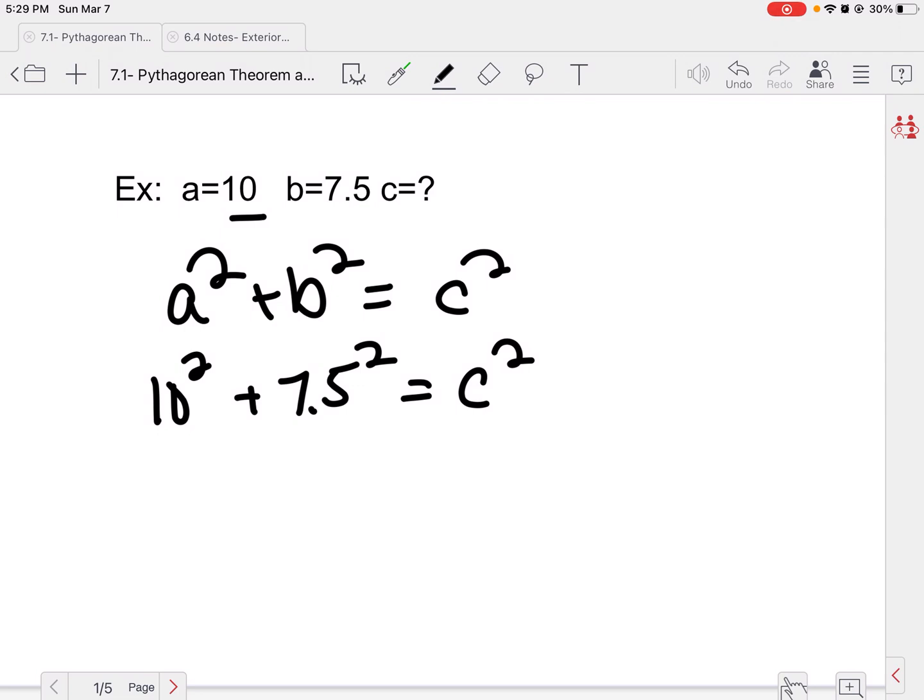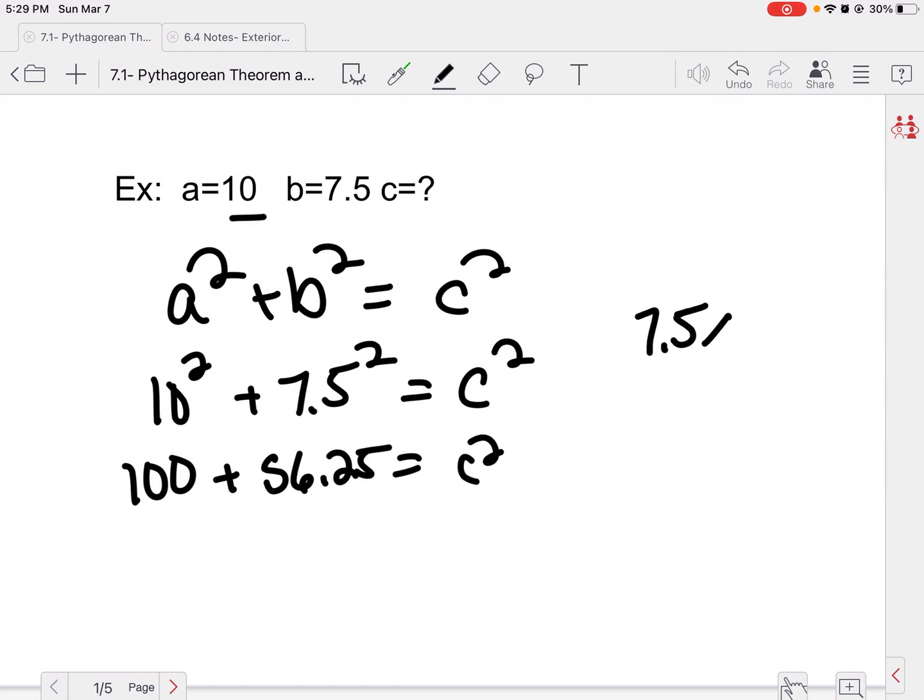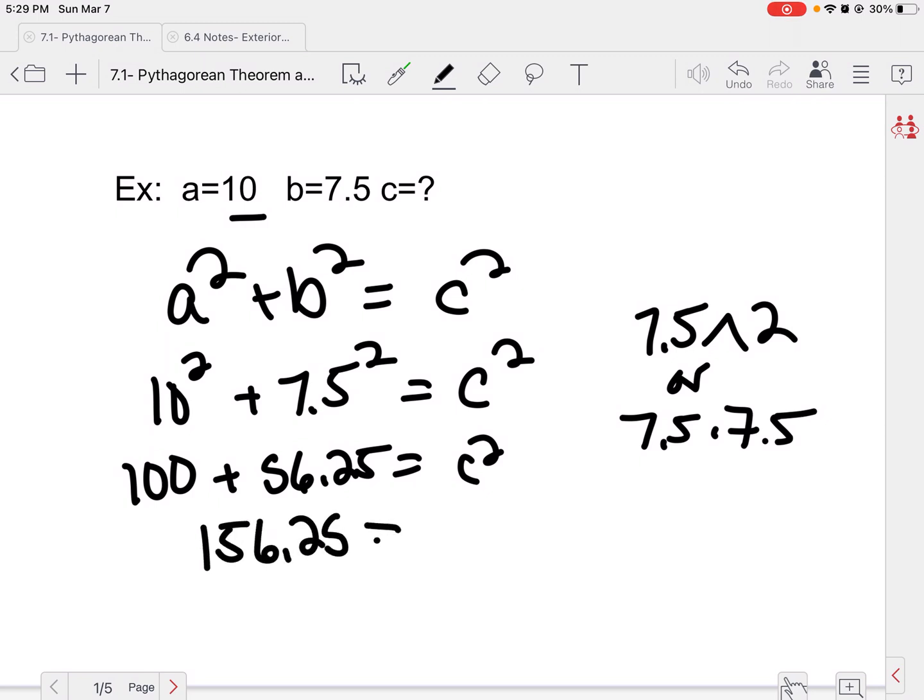Well, 10 squared is 100 because it's 10 times 10, not 10 times 2. Don't be that person. And then 7.5 times 7.5 is 56.25. If you're typing this in a calculator, you can type in 7.5, caret key, 2. If you're using my class set of yellow calculators, that'll pop out 56.25 for you right away. Or you can type in 7.5 times 7.5. Either would be acceptable. So 100 plus 56.25 is 156.25 equals c squared.